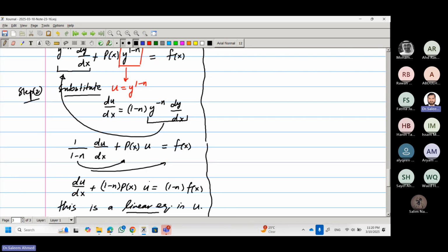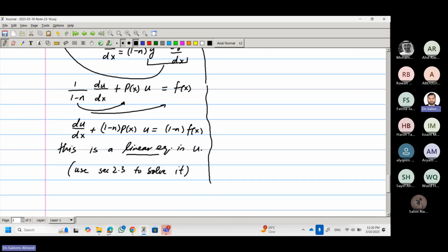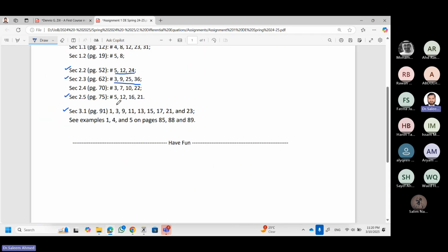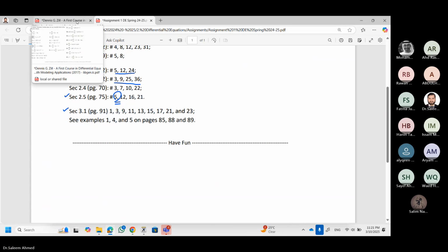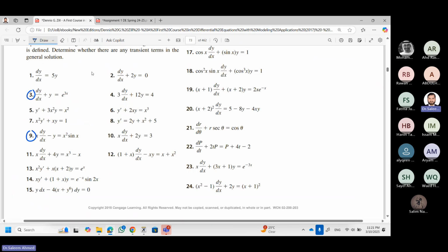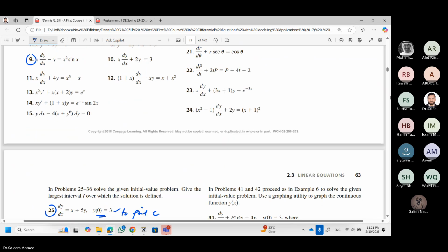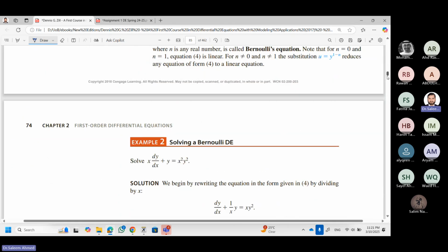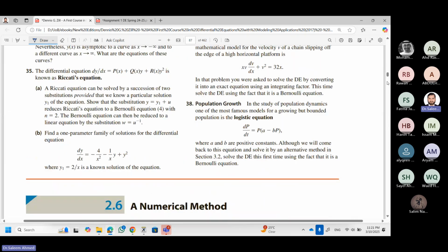Otherwise, in assignments, you will solve it. In an assignment like this question, which I gave you from 2.5, you will solve it. But in the exam, I may shorten this because in Ramadan timing as well, we don't have much time. So we can just shorten the question by not asking you to solve the resulting linear equation.